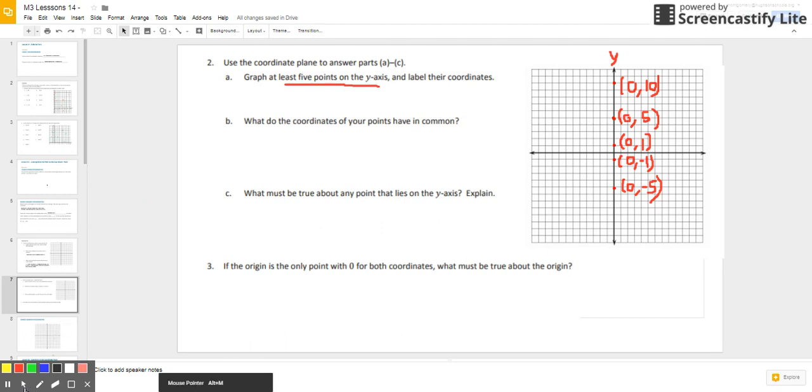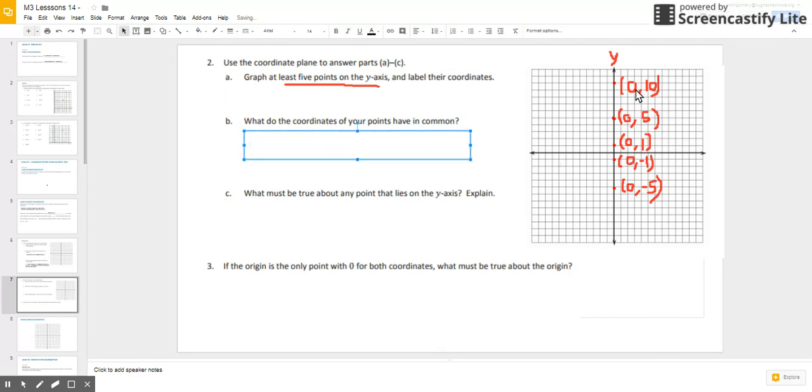All right, we look at question B. It says, what do the coordinates of your points have in common? So kind of like before, what do all of these points have in common? Hopefully you notice that all the x values, when I line them up here, have a 0. Like the opposite of when we did the x, where all the y values had 0. On this one, all the x values have 0. So each point has an x coordinate of 0. That's what we should notice that they have in common.